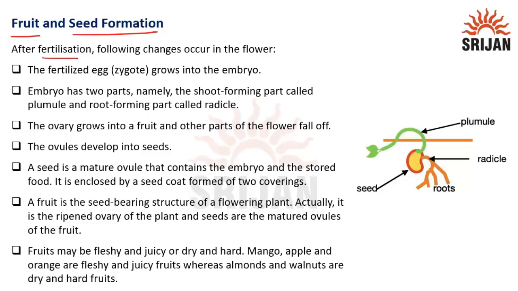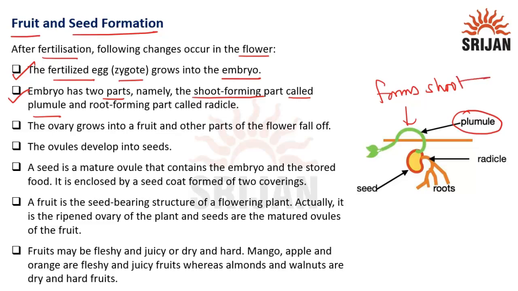After fertilization, the following changes occur in the flower. First, the fertilized egg or zygote grows into the embryo. Then, the embryo has two parts, namely the shoot forming part called plumule. So we can say that this is the shoot forming part, plumule, and it forms the shoot and the leaves, and the root forming part called radicle. So this is the radicle and that forms the roots, and here you can see that the roots are formed.